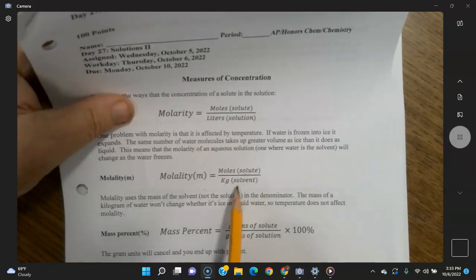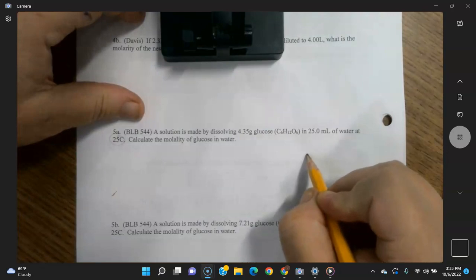Okay, so molality, again, we go back to our sheet. Molality is moles of solute over kilograms of solvent. So we're going to come over here, way over here on the right, and write that.